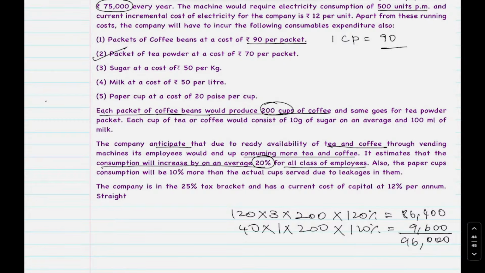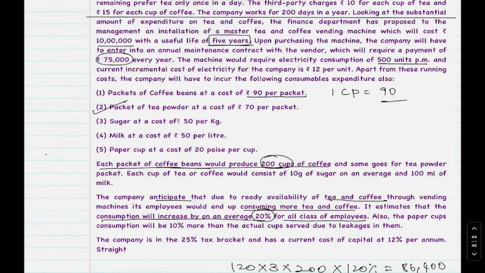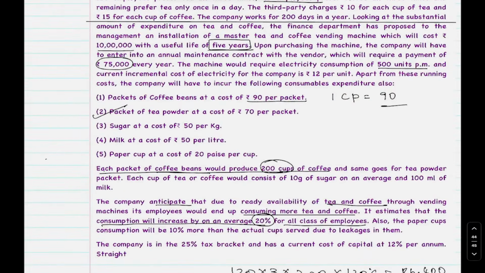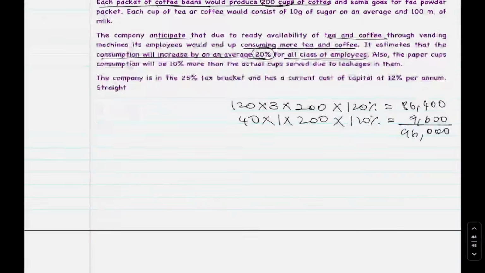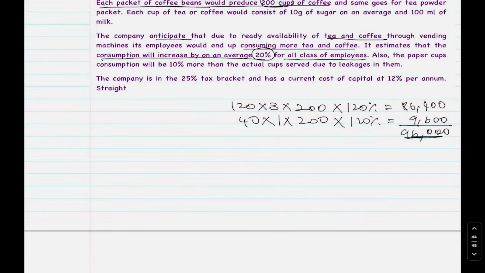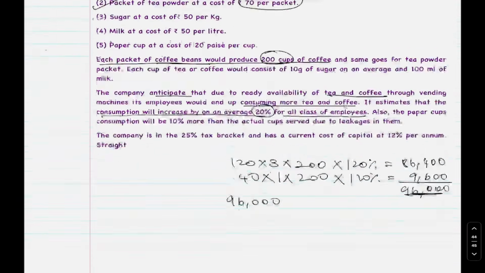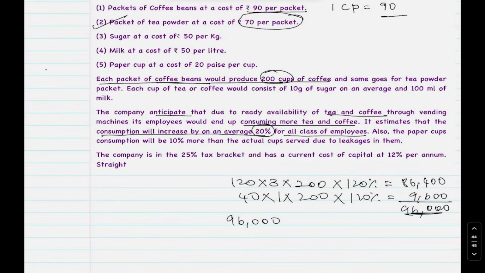They have given that 70 rupees is the cost per packet. Correct? How much per packet here? 70 rupees. So 96,000 cups are required. Okay. Now tell me, one second.